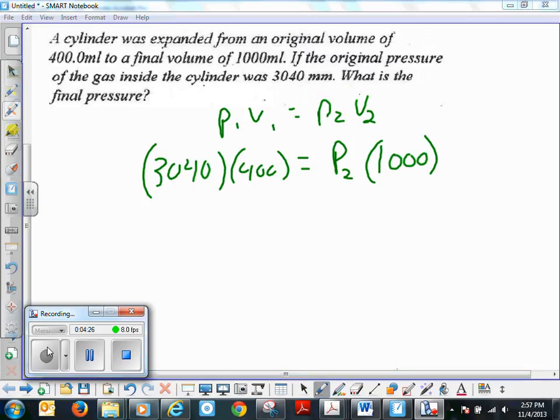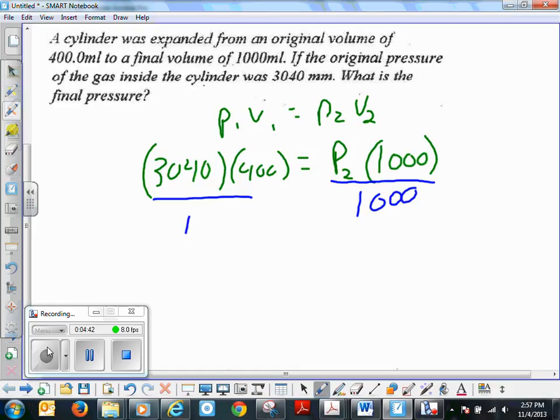Okay, so this one was easier because we were given the pressures instead of just having to know what normal atmospheric pressure is. So for this, we plugged in the numbers. Now we just have to divide by 1,000, both sides. And our final answer then is P2 is equal to 1,260 milliliters. Okay. Oh, wait, no. If we're looking for pressures, it's millimeters.